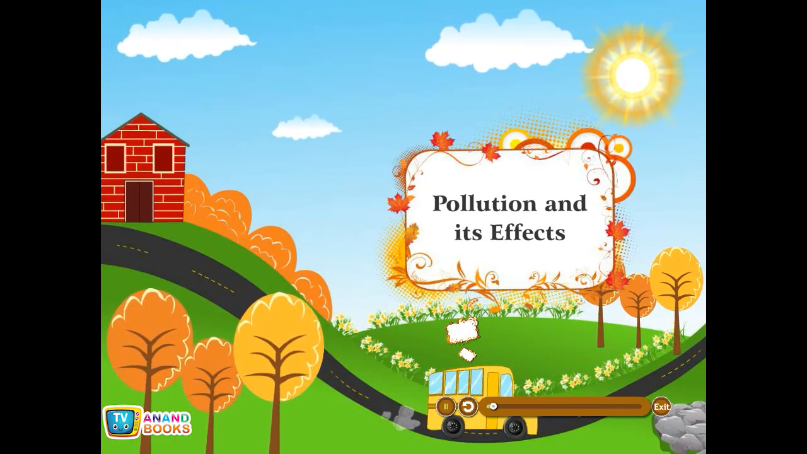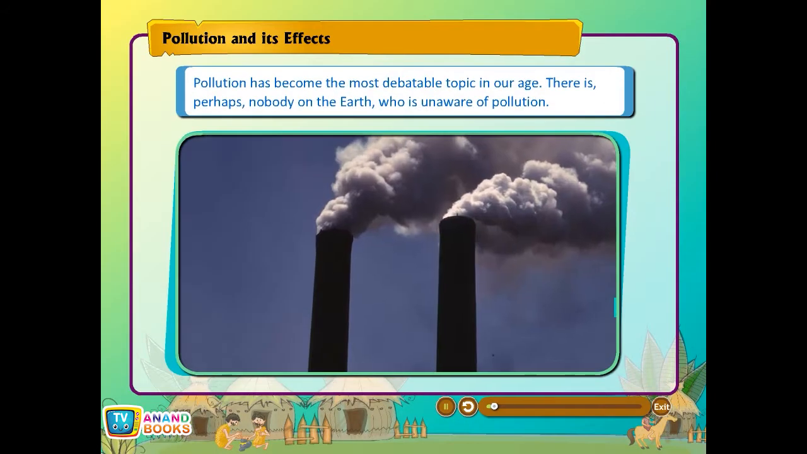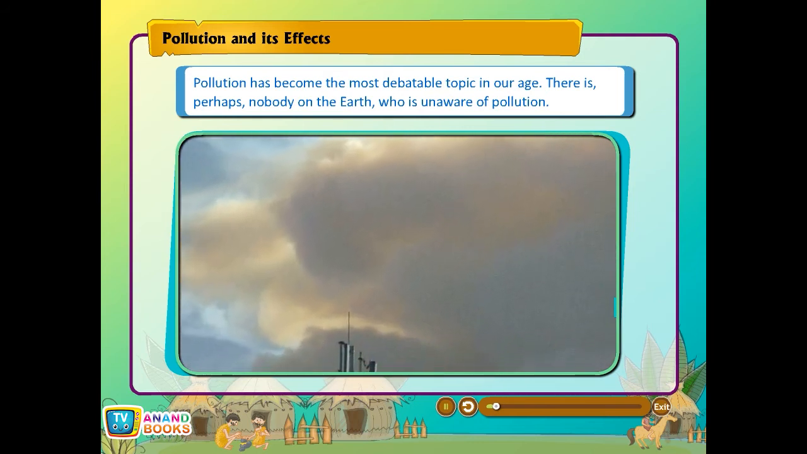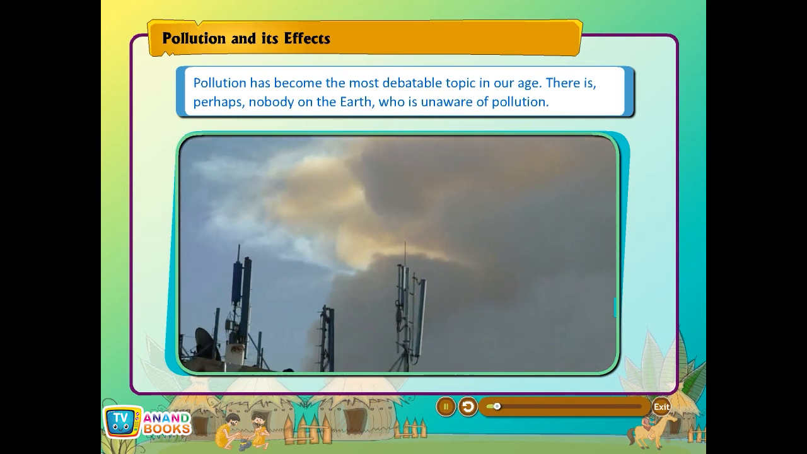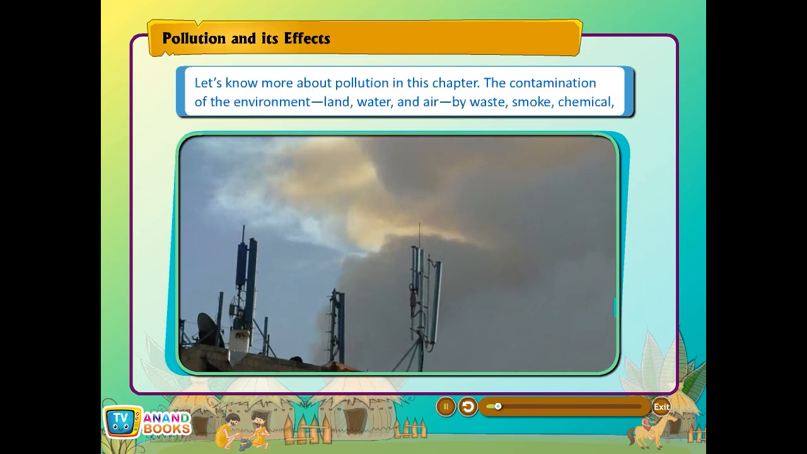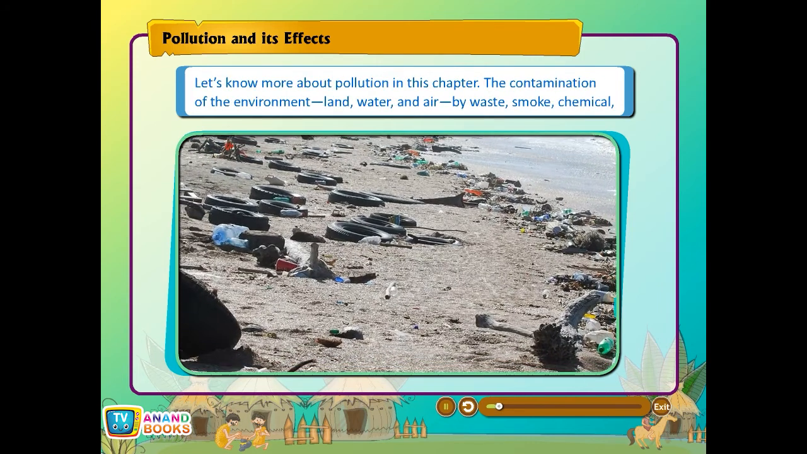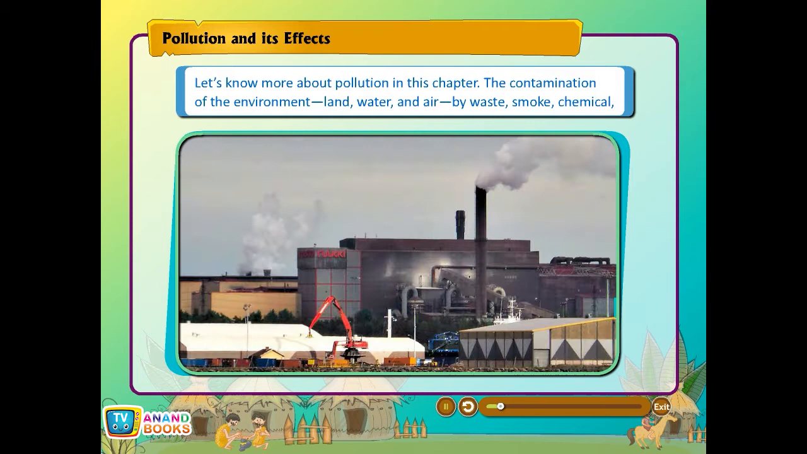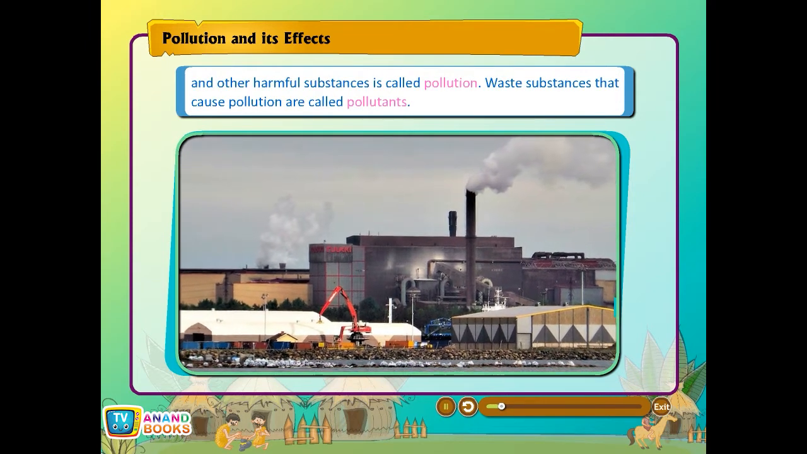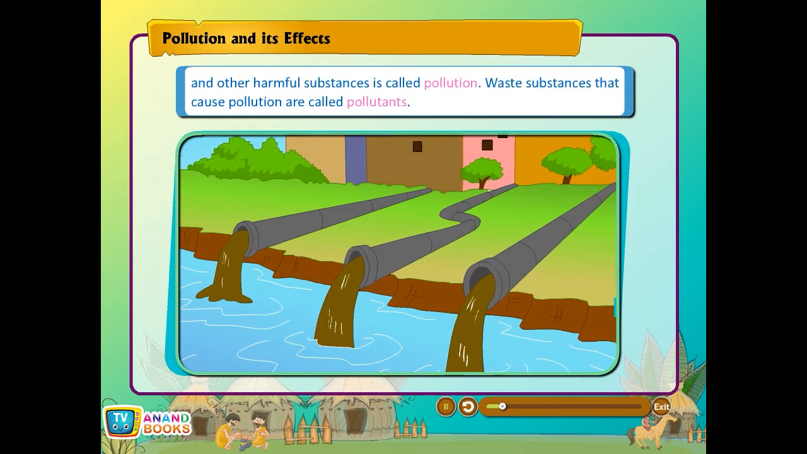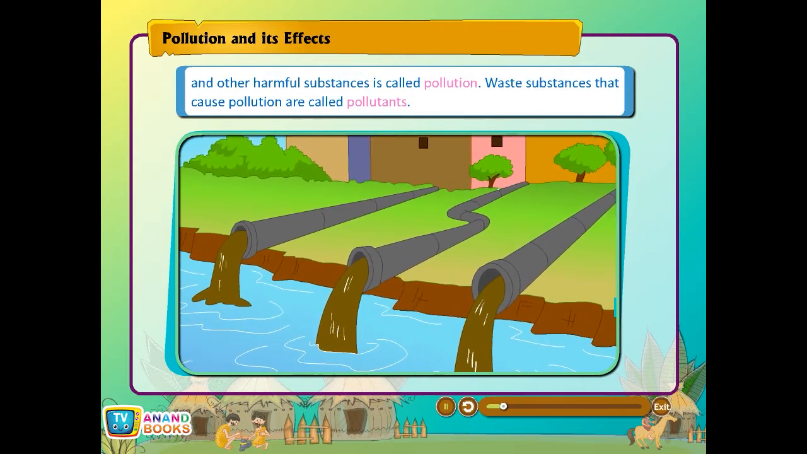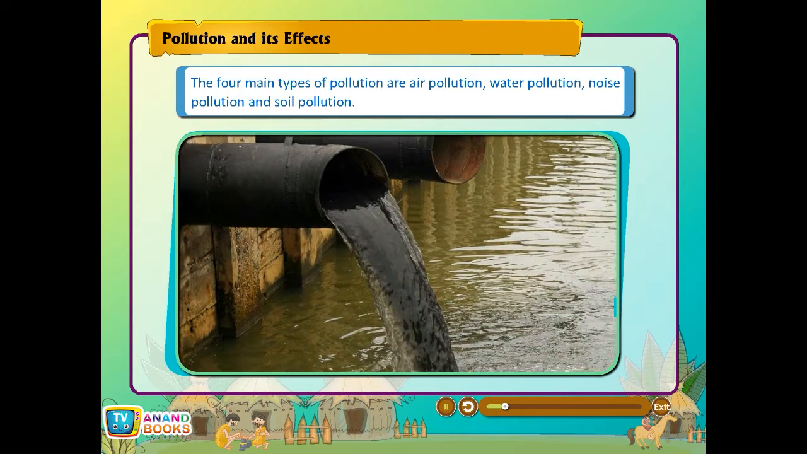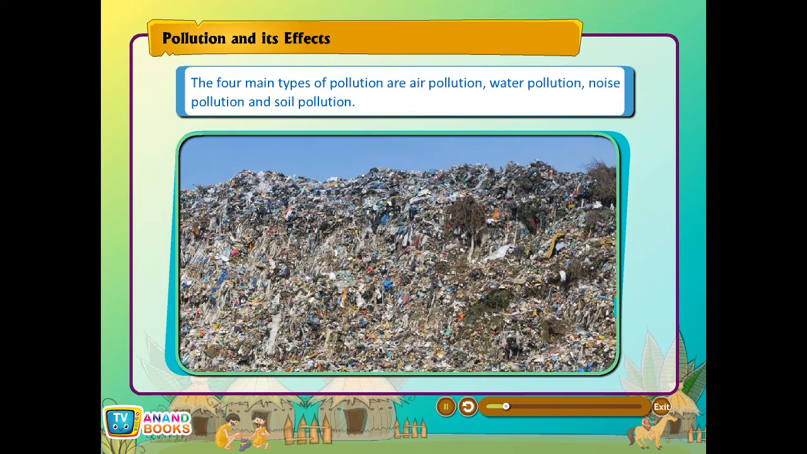Pollution and its effects. Pollution has become the most debatable topic in our age. There is perhaps nobody on the earth who is unaware of pollution. Let's know more about pollution in this chapter. The contamination of the environment, land, water, and air by waste, smoke, chemicals, and other harmful substances is called pollution. Waste substances that cause pollution are called pollutants. The four main types of pollution are air pollution, water pollution, noise pollution, and soil pollution.